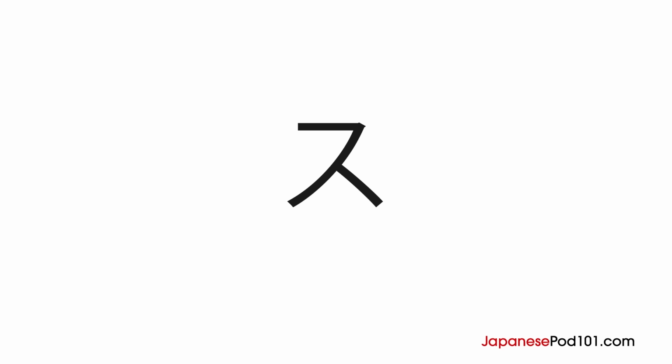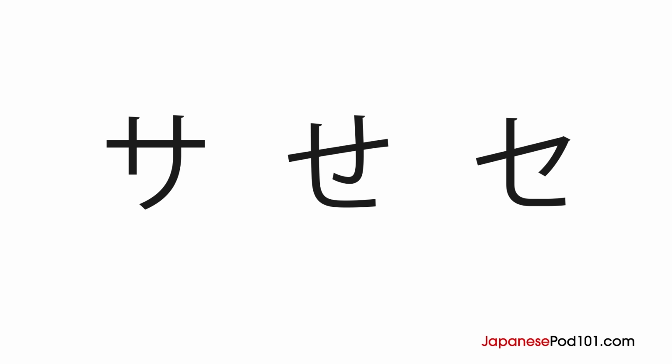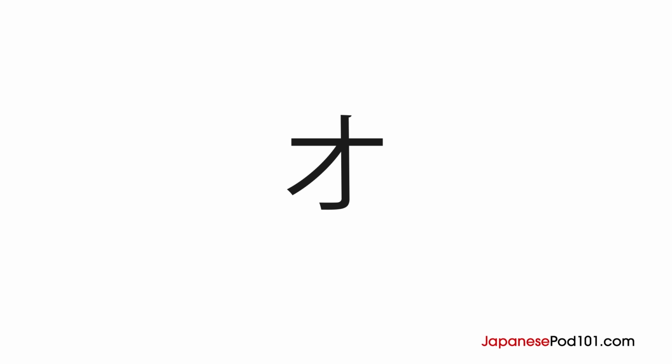Zo, su, ka. It's ji. Which one is the katakana se? It's this one. O. Remember the opera singer? Oh.